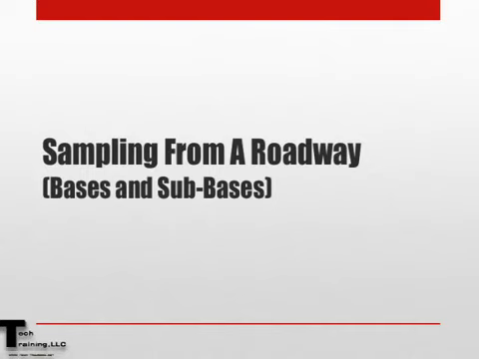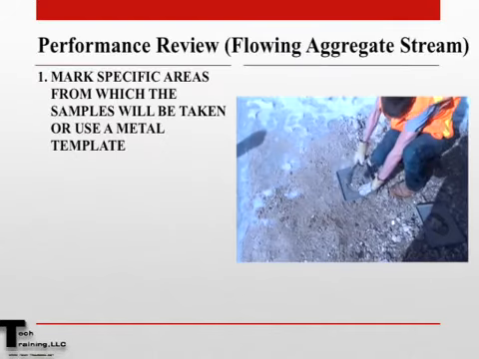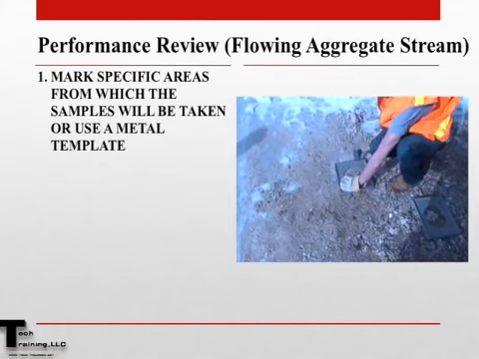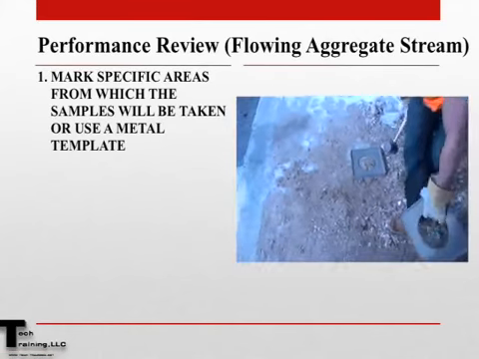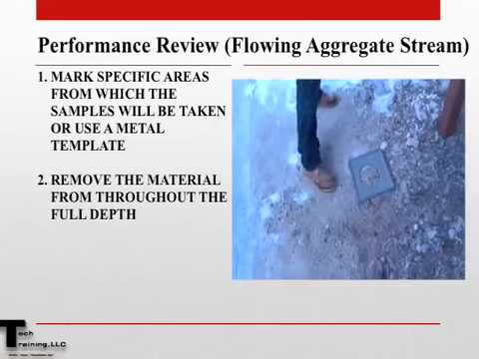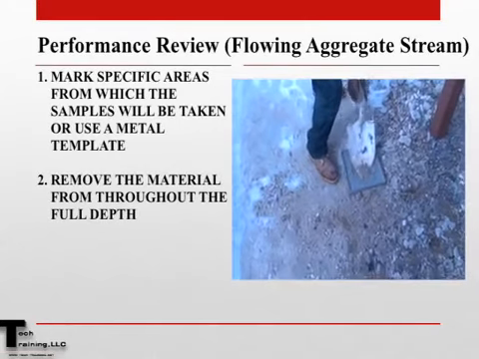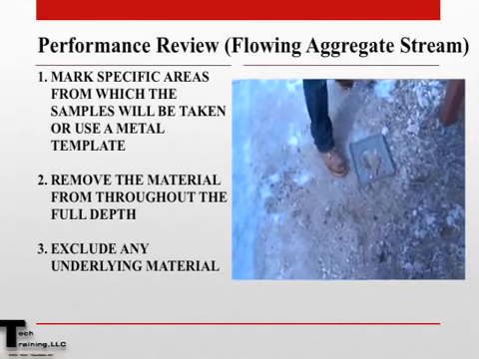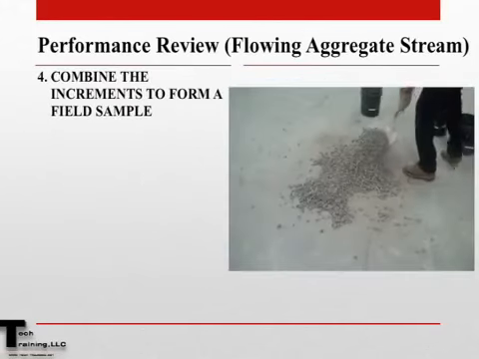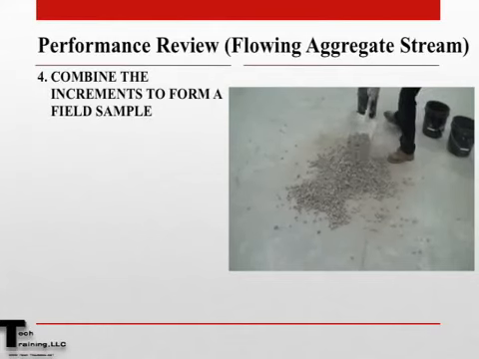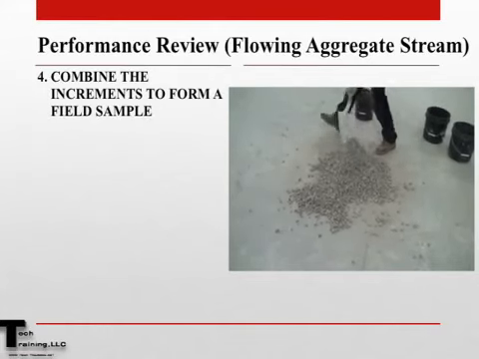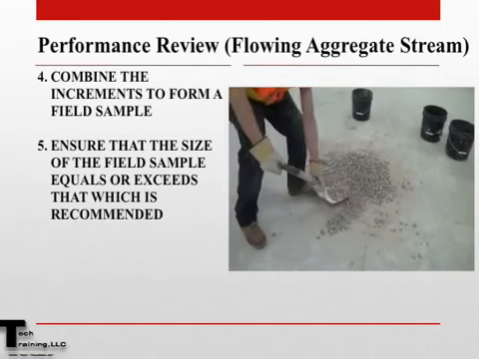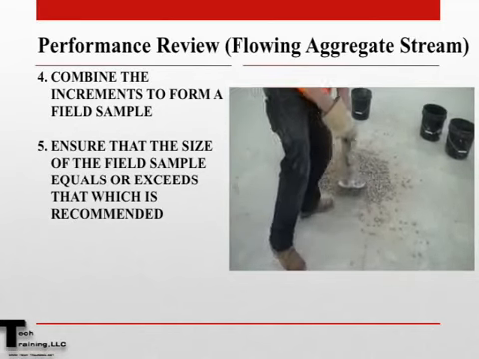Lastly, let's summarize sampling from a road base. First, you'll need to mark the specific areas from where the samples will be taken, or use some type of metal template. Get the sample from the entire depth and exclude the underlying material. We now want to combine our increments to form our field sample and, just as before, ensure that the size of the field sample equals or exceeds that which is recommended.